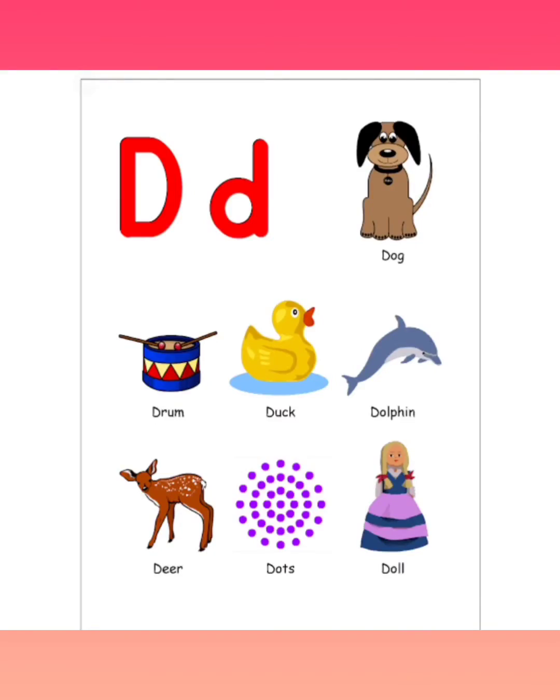Letter D. And D says D. D says D, dog. D says D, drum. D says D, duck. D says D, dolphin. D says D, deer. D says D, dots. D says D, doll.